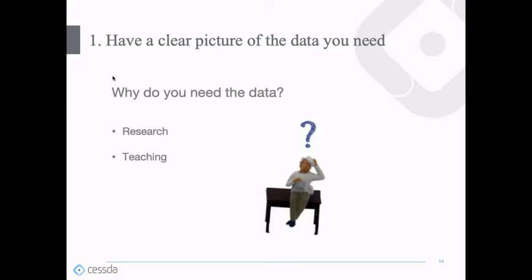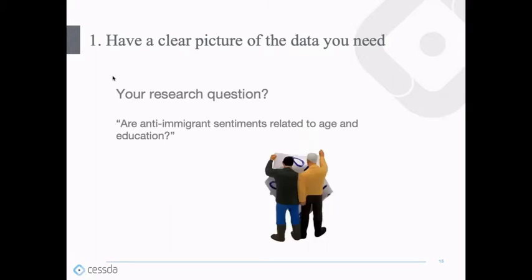Why do you need the data? You may need them for research or for teaching purposes. If you need them for research, what is the issue your study deals with? Then ask yourself, what is your research question? A research question is one or more questions that your study wants to answer. For example, do reading habits in childhood relate to attained education, or are anti-immigrant sentiments related to age and education?